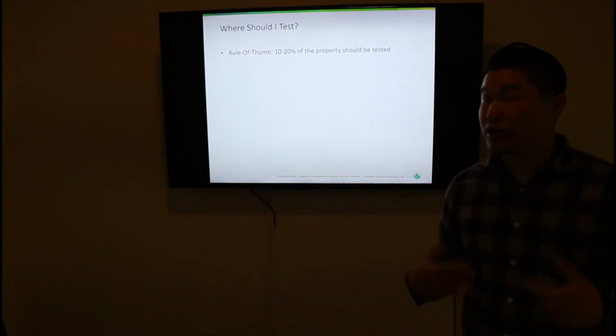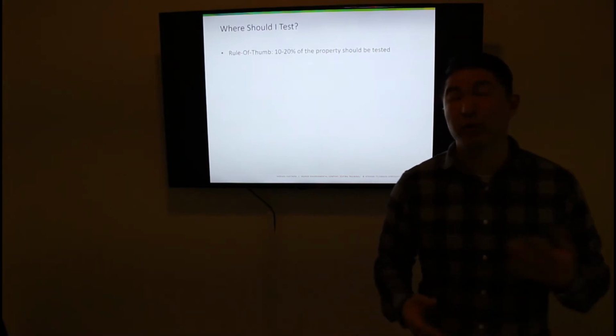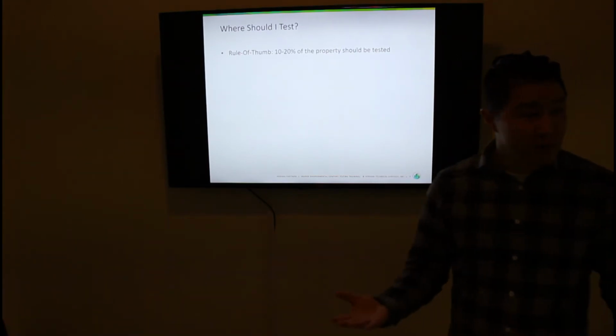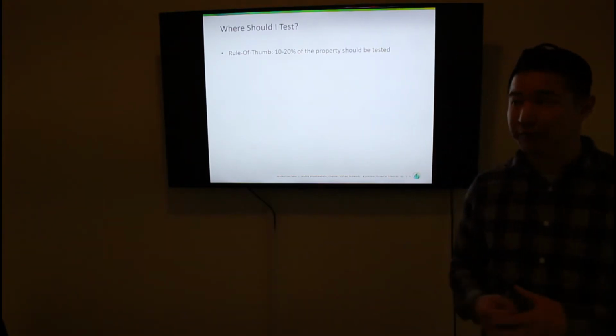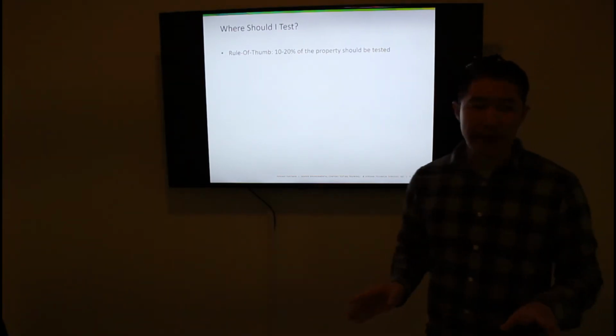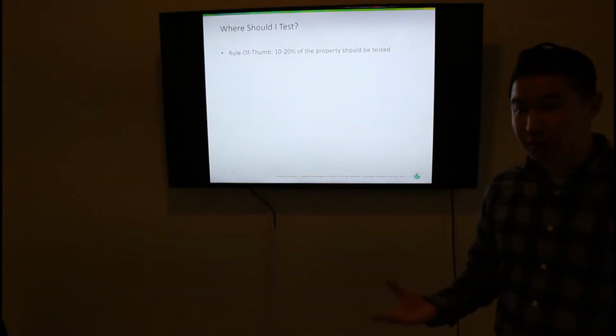If you have a garden-style multifamily campus, it gets a little bit more complex. Say you have 20 buildings, do 2 to 4 buildings, okay? And that would satisfy a 10 to 20% rule. You also want to keep in mind that you want to focus on regularly occupied spaces.